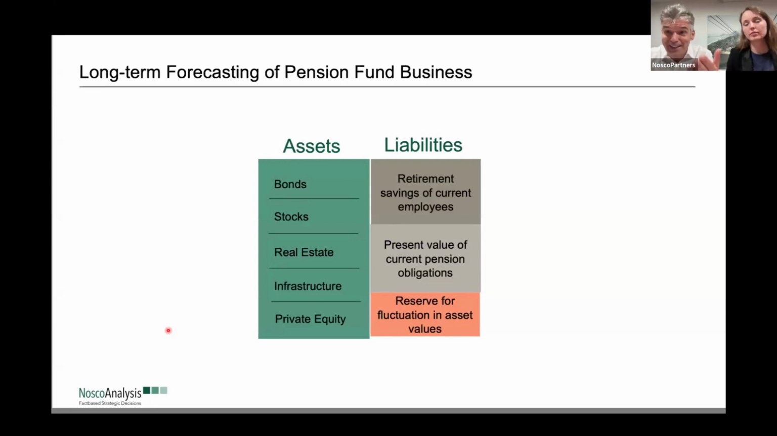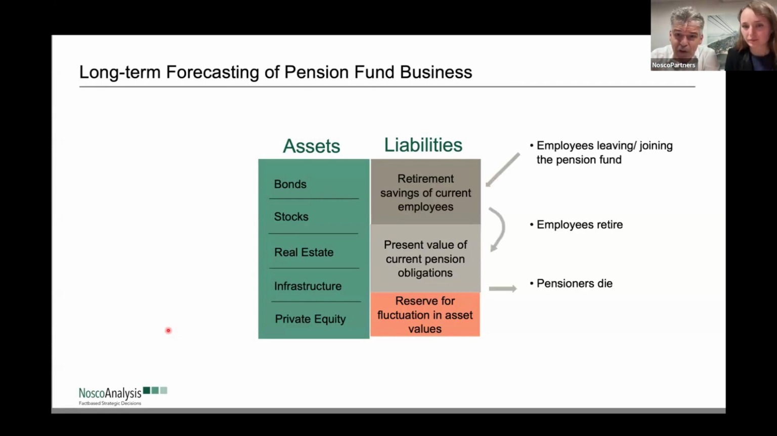So this is the business currently, and we want to project it in the future. And so we need to at least have three things under control. First, there is an ongoing operation. And the ongoing operation, you can imagine, that is employees are leaving and joining the fund, employees retire.